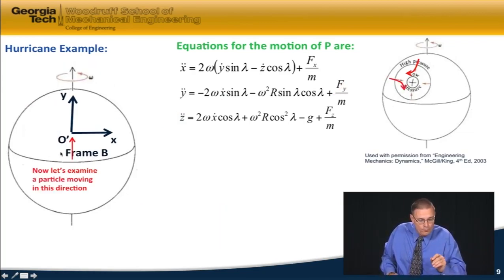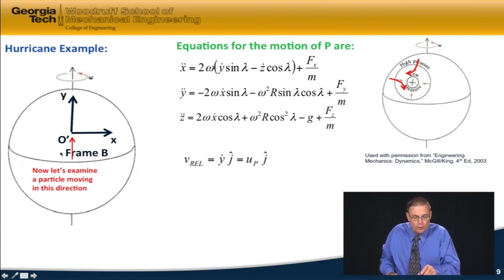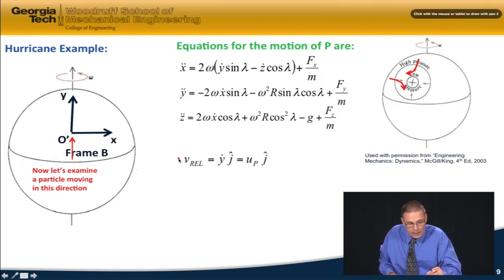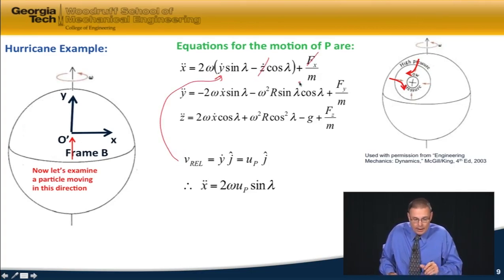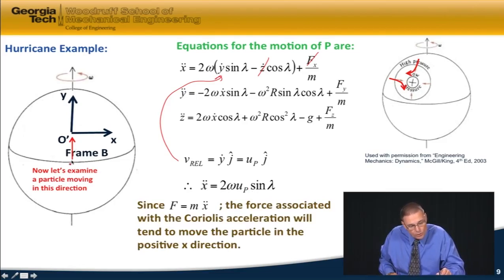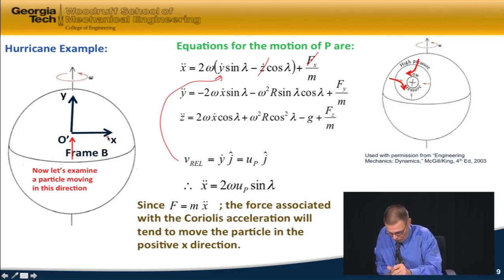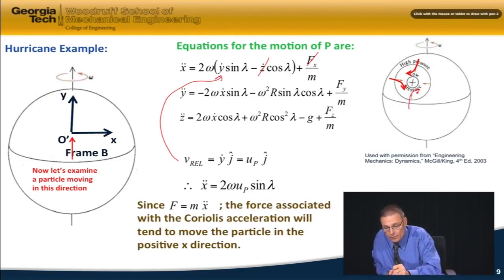Let's look at a particle moving in the positive y direction. So vrel equals u sub p in the j direction. Again, I can substitute that in here. z dot and this one go away. I get now x double dot is a positive value, and so this particle is going to tend to have a force that's moving it in the positive x direction, like this.